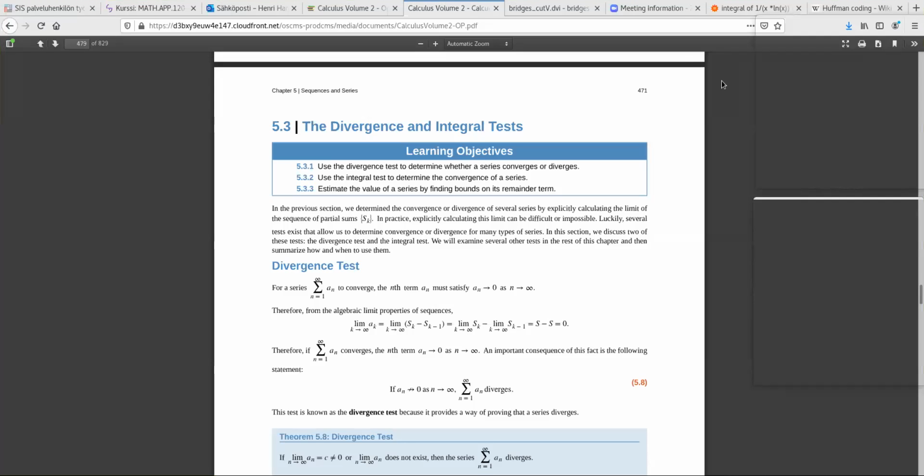The divergence and the integral tests and other tests. So we talked about sequences and series. The difference between a series and a sequence is that when we are dealing with a sequence, we are talking about just numbers that come in consecutively, like 1, 2, 3, 4, 5, 6, 7, 8, and so forth.